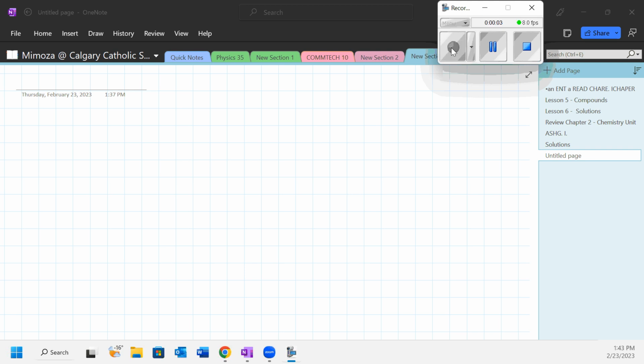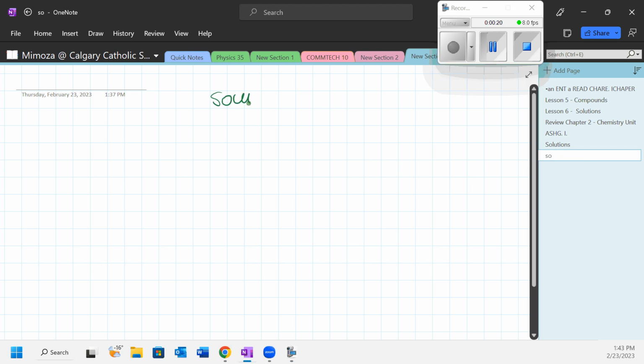Okay, so what we are moving on to now is known as chapter 3 in your textbook, and it is dealing with mixtures and their uses. Okay, the very first thing that we will deal with is solutions.